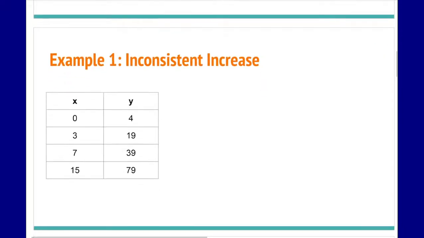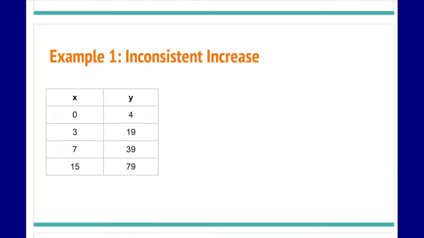So if we look at these two values, or these examples, we're going to try to find the change in y and the change in x. So, I want to come up with a linear equation, y equals mx plus b. I'm going to try to find my m value. What am I going up by each time? Well, the change in y from 4 to 19 is plus 15. The next one from 19 to 39 is plus 20. And the next one, 39 to 79, is plus 40.